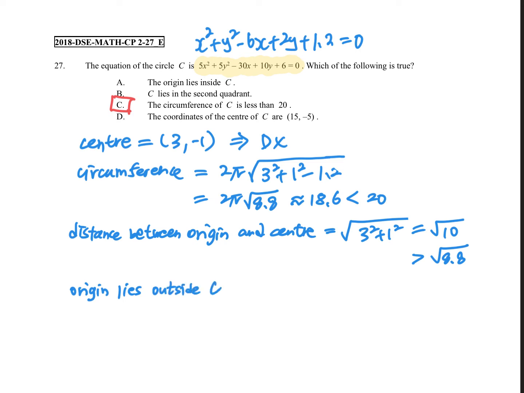That's why the origin would lie outside the circle. And then finally, that's why option A is incorrect.